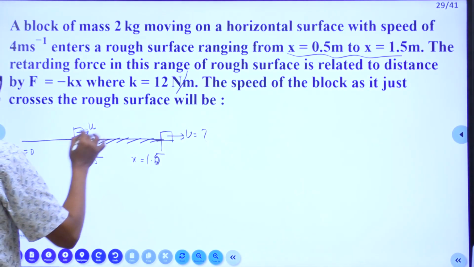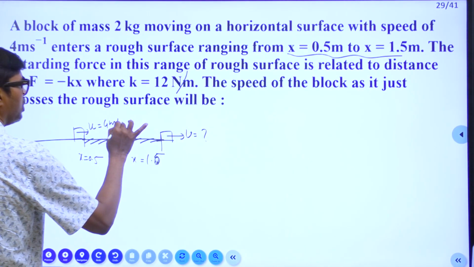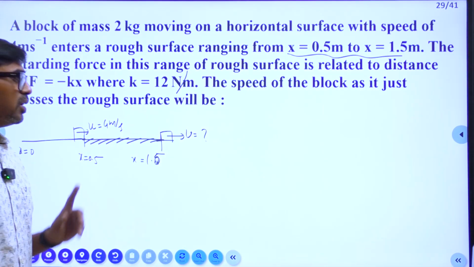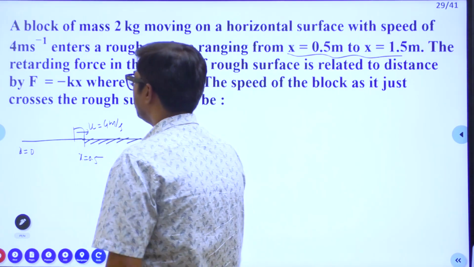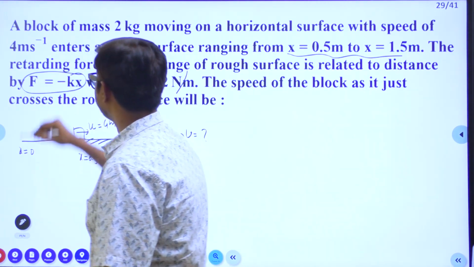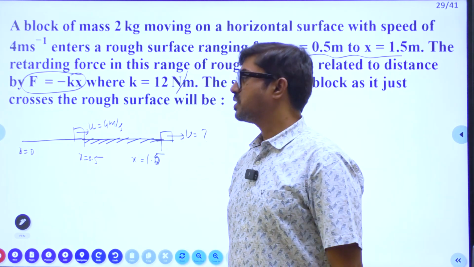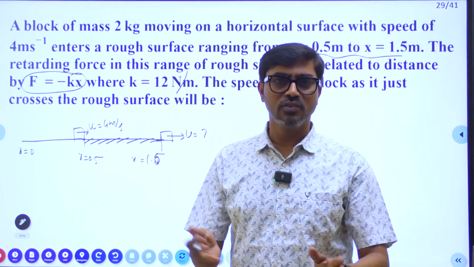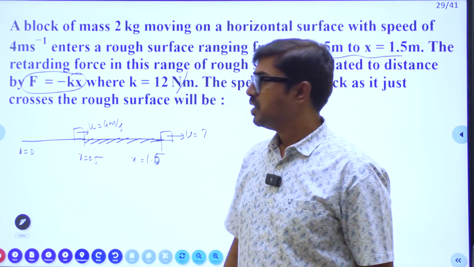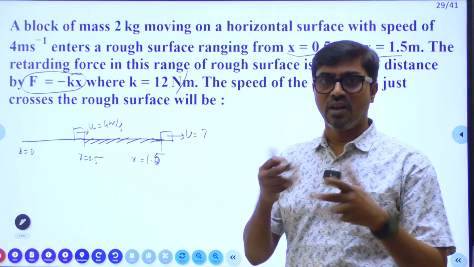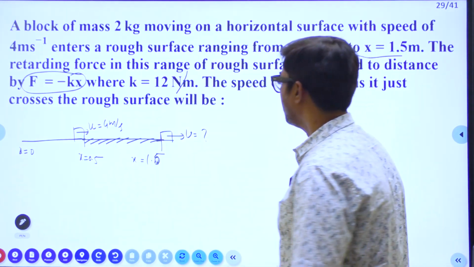U is given, 4 meters per second. So what is the velocity with which it comes out? Basically there will be retardation. But here the main problem is the force is a variable force. If force was constant, then you would get constant acceleration. When acceleration is constant, you can use kinematic equations like v square minus u square equal to 2as. You cannot use kinematic equations here. Please remember that. You have to go with calculus. This is a calculus based question.